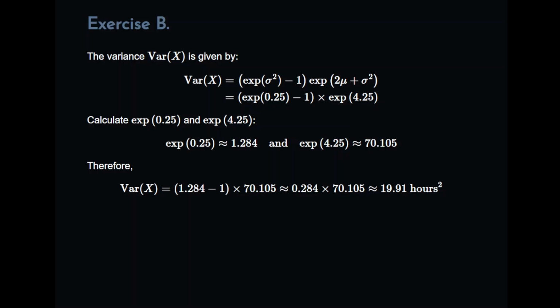So a little bit of calculator work. The exponential of 0.25 is 1.284. The exponential of 4.25 is 70.105. So just combine all these numbers. We have the exponential of 0.25 minus 1, which gives us 0.284, times 70.105. That's approximately 19.91 hours squared. So that is our variance.